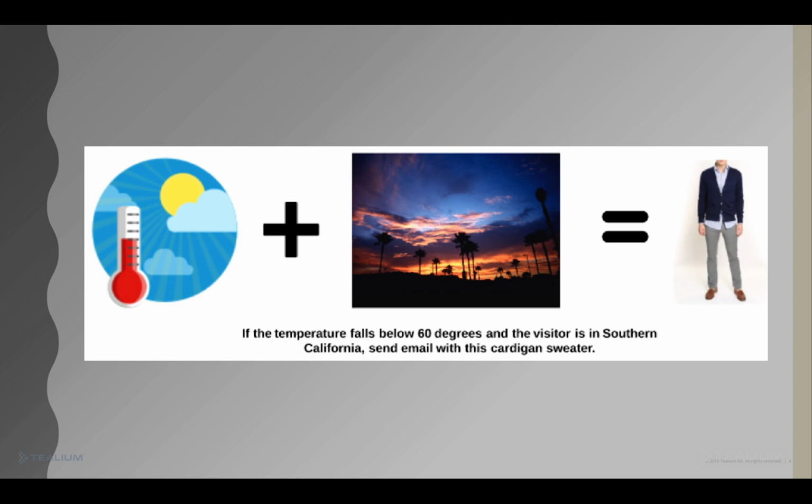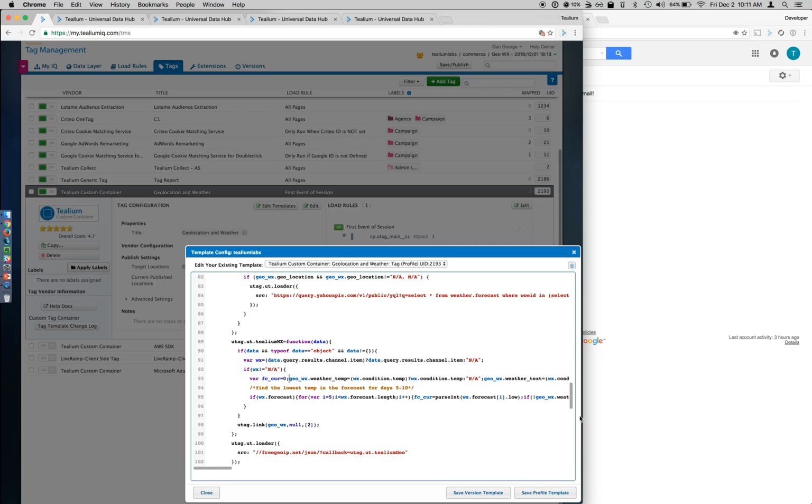Our use case today is going to talk about how to do that, and it's going to focus around the temperature falling below 60 degrees at night for a visitor in Southern California. And if that happens, send an email with a cardigan sweater. So let's jump into the details about how to do just that.